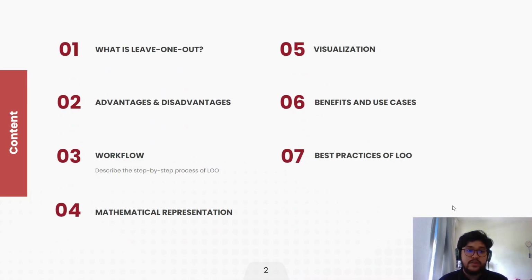So this is the content of what we are going to discuss. The first is what is leave one out. Second is advantages and disadvantages. Then the workflow that describes the step-by-step process of LOO. Then the mathematical representation. Then the visualization and benefits and use cases. And lastly, the best practices of leave one out.